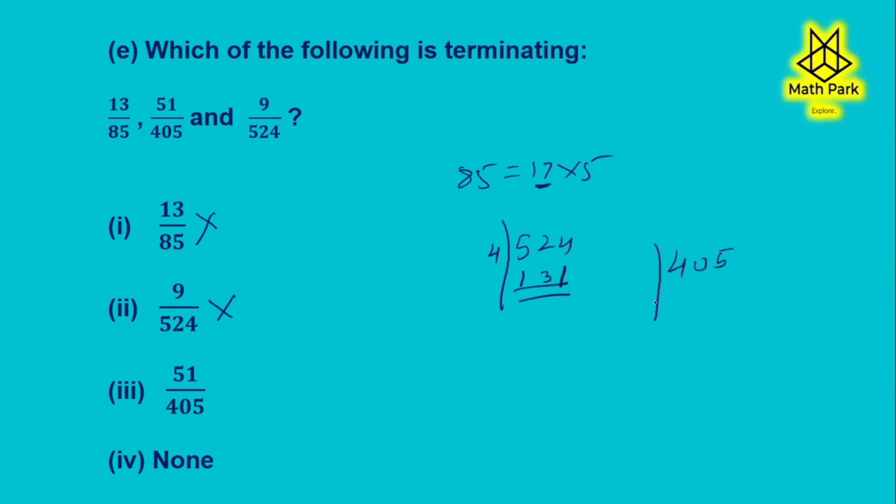405, you try to factorize. 5 8s are 40 and 5 1s are 5, and then 81 is 3 to the power 4. So 3 27, 3 9s, and 3 3s. Yes. So other than 5, if any other factors are there, this is not going to be a terminating decimal. So the answer is none.